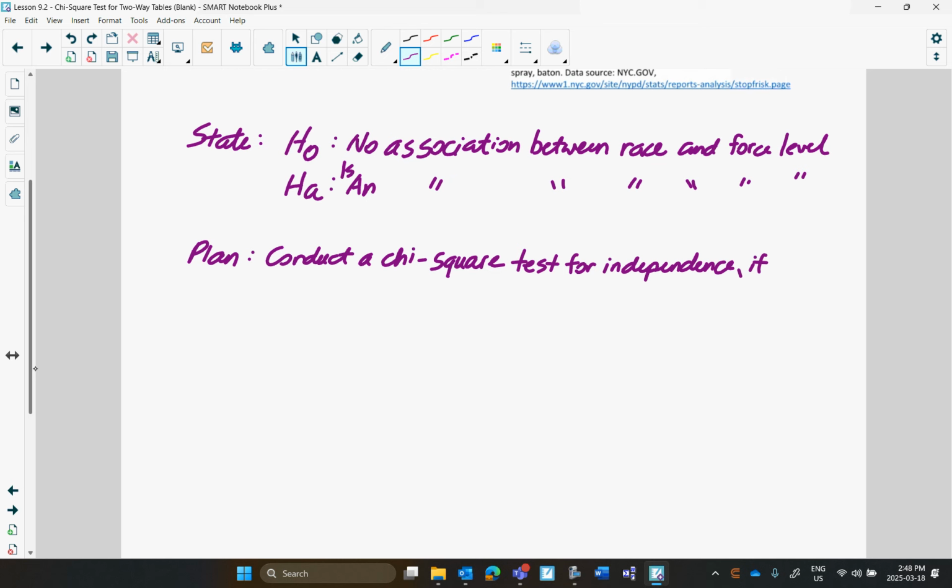So remember, when we're dealing with categorical data, we're talking about proportions. So just remember, because we're talking about proportions, that's why we use large counts. So we use random, 10%, large counts. We don't use large sample because we only use large sample for means, which is a quantitative variable.